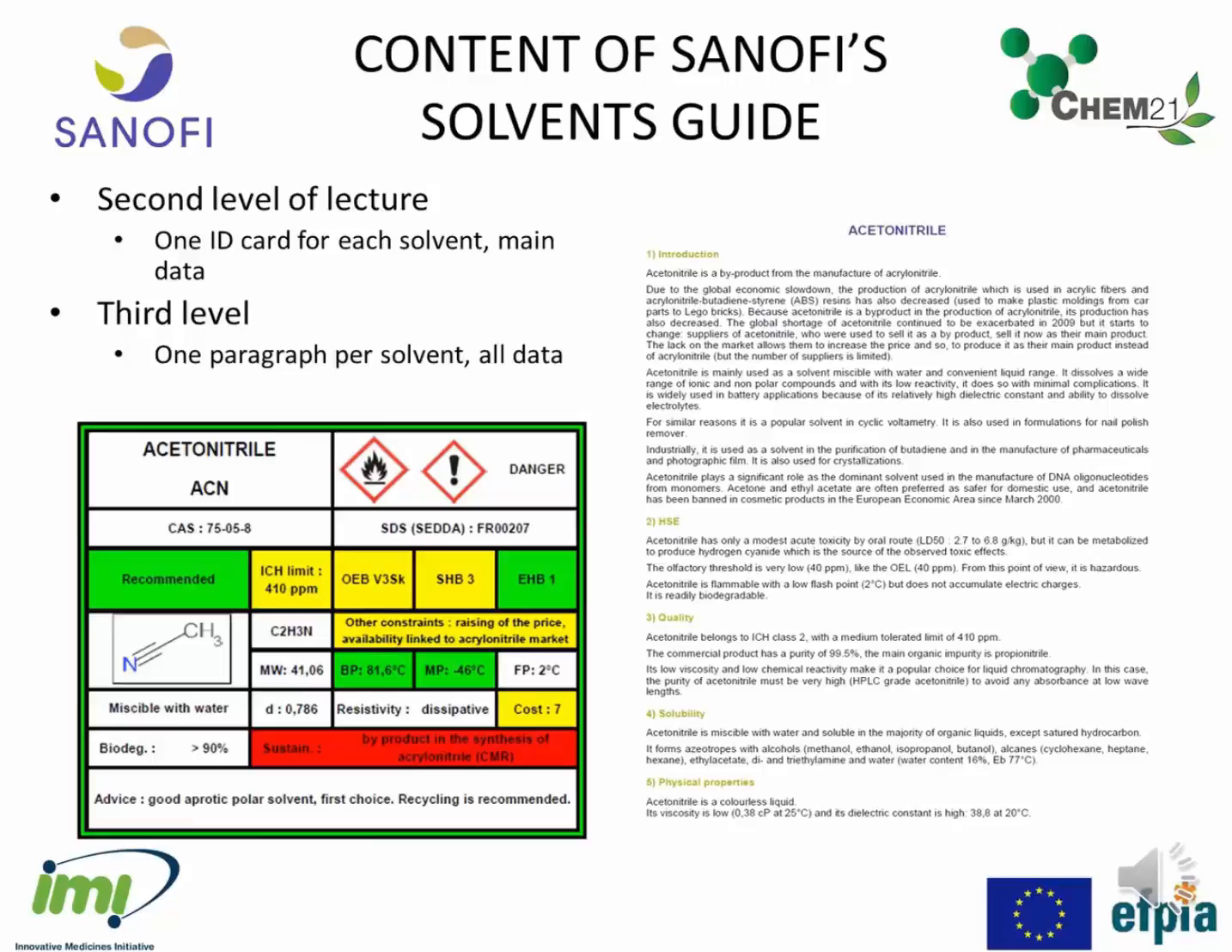The second level of lecture is the ID card for each solvent. The color of the frame highlights the overall ranking. GHS hazard labels are given, as well as the most basic data: CAS number, internal safety data sheet number, boiling point, freezing point, flash point, and so on. A qualitative sustainability level is indicated, and a takeaway message is given. The third level of lecture consists of a paragraph on the solvent with full details: its synthesis, its use, its properties, and so on.